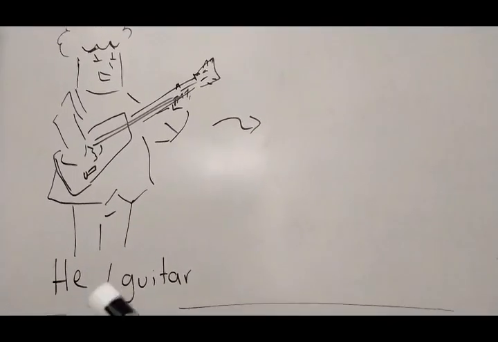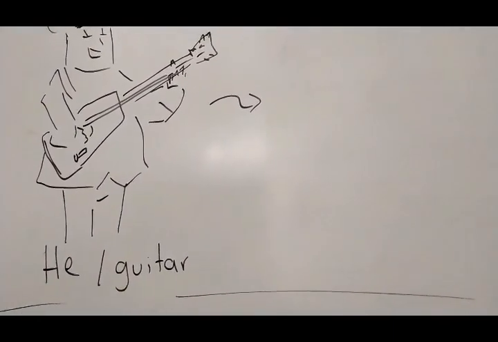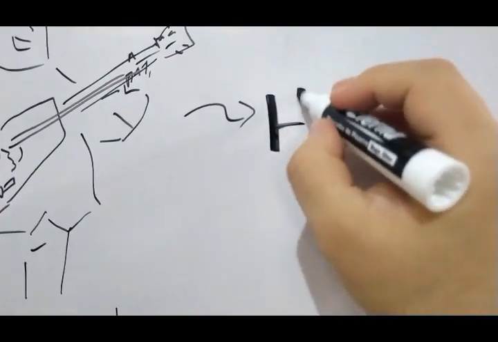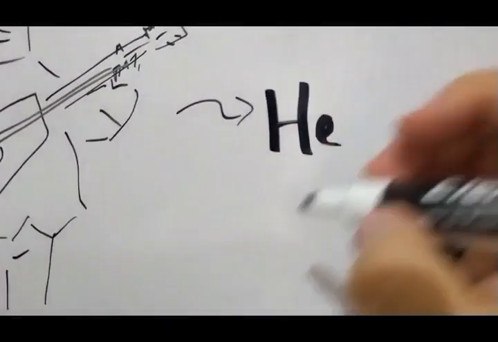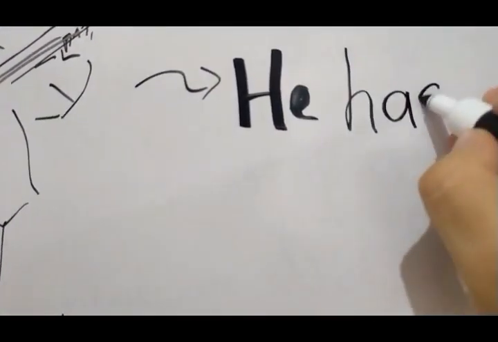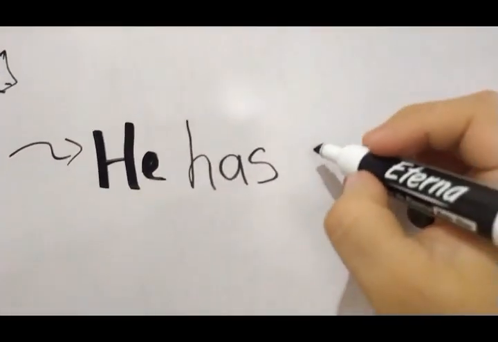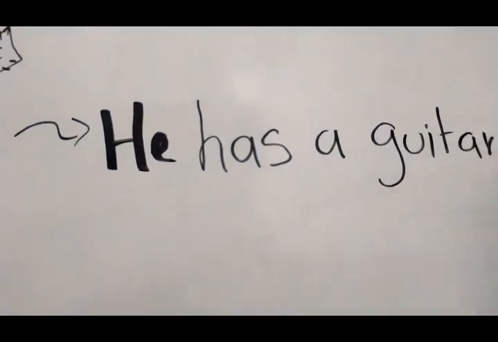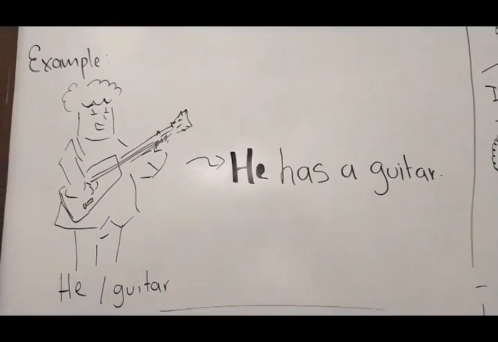So the idea is for you to write an example using has or have. In this case, as we are using the pronoun he, we are going to write a sentence like this: He has or have? As we are using he, we use has. He has, what does he have? A guitar. So he has a guitar. So that is the activity. Write a sentence like this using the clues that we have here.